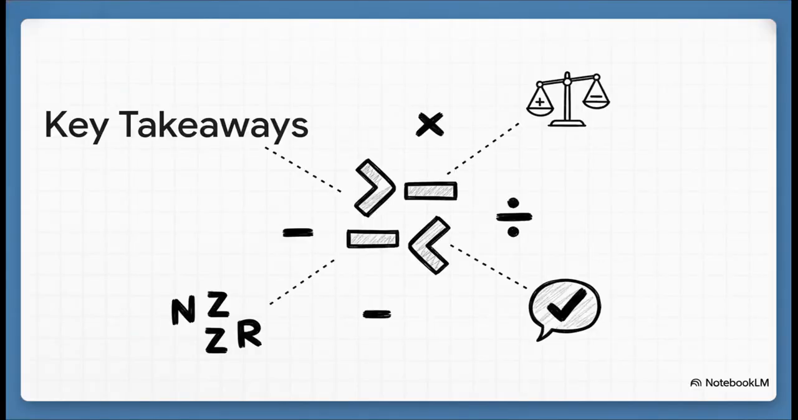So let's sum it all up. The big idea is this: solve an inequation just like you'd solve an equation, but be on high alert for one thing. If you multiply or divide by a negative number, you must reverse the sign. Always check what kinds of numbers are allowed in your answer, and always double-check your work by plugging a number back in. That's really the whole thing right there.